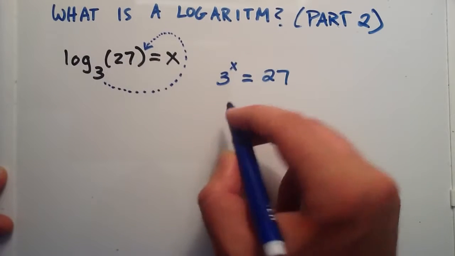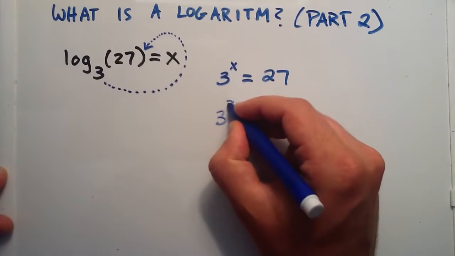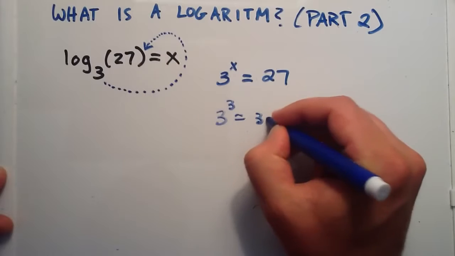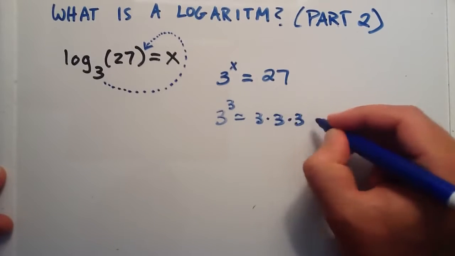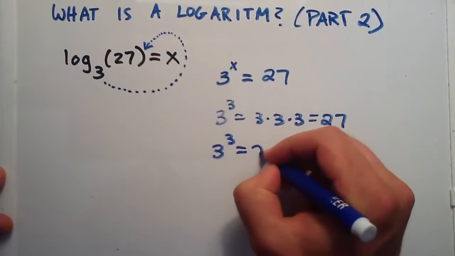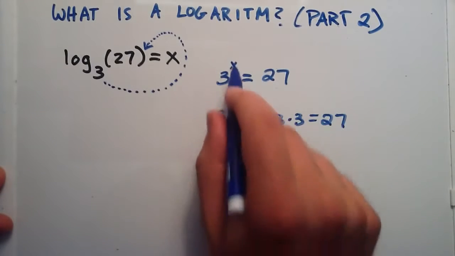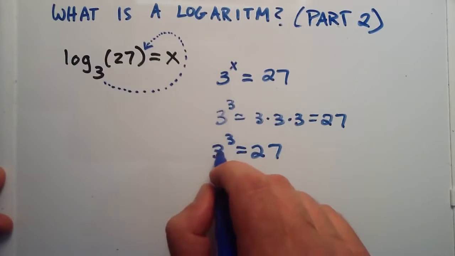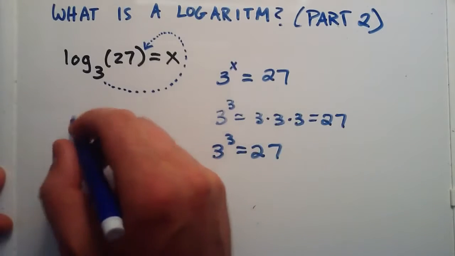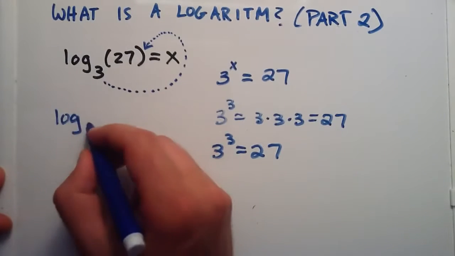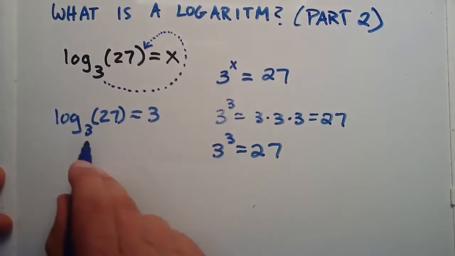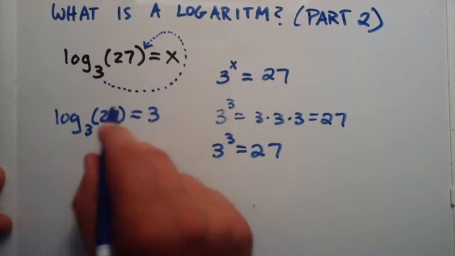So it turns out that 3 raised to the third power is simply 3 multiplied by itself 3 times. 3 times 3 is 9, times another 3 equals 27. So 3 to the third power equals 27. So our x and our 3 are the same. 3 to something, that something is x, equals 3, equals 27. So in this case, log base 3 of 27 is equal to 3, since 3 raised to the third power equals 27.